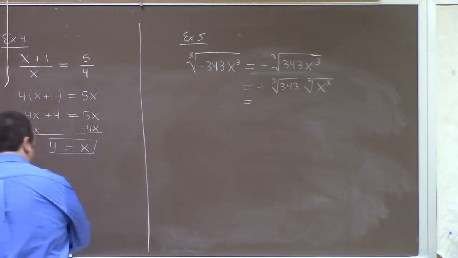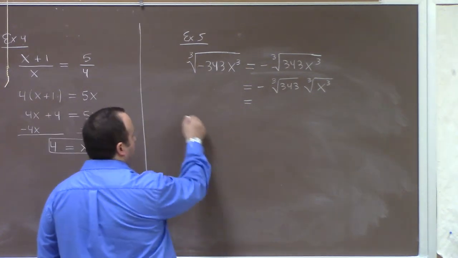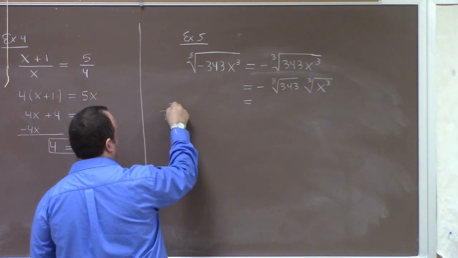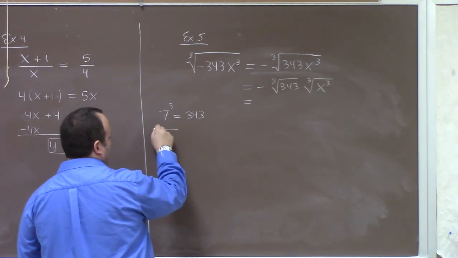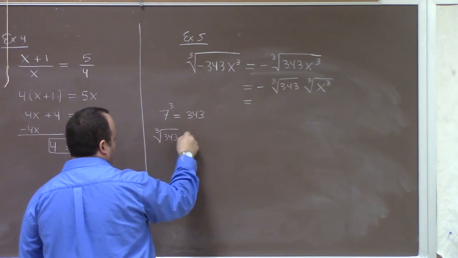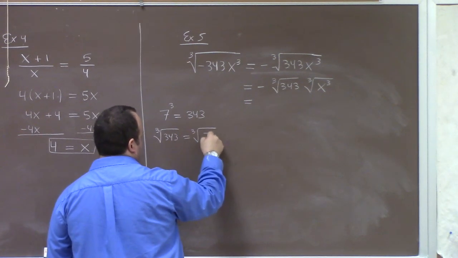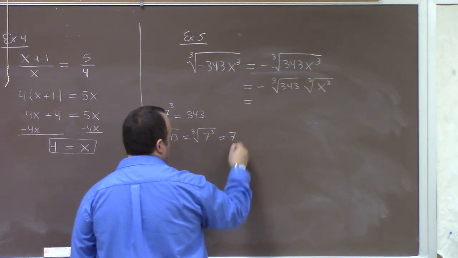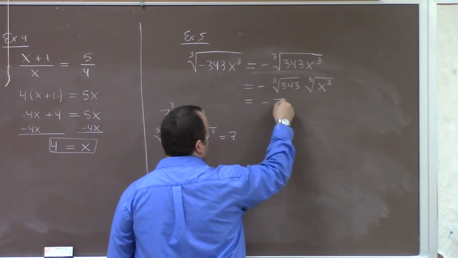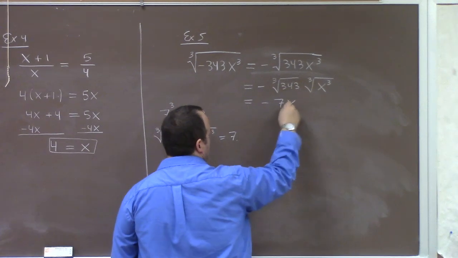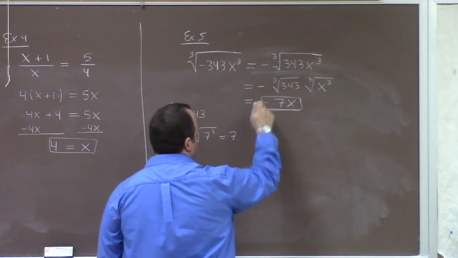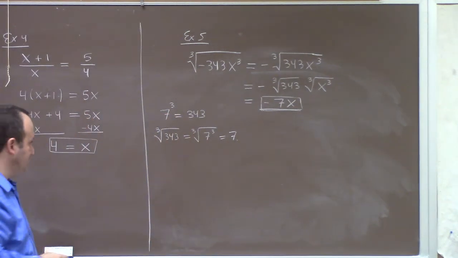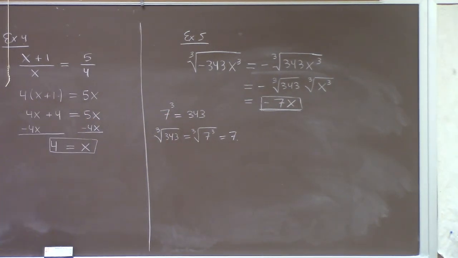All right, let's see here. Fun fact: 7 cubed is 343. So that means the cube root of 343 is the cube root of 7 cubed, which is just 7. So this is minus 7, and the cube root of x cubed is just x. So, as Hayden was telling me about 5 minutes ago, minus 7x. All right, let me find my eraser.